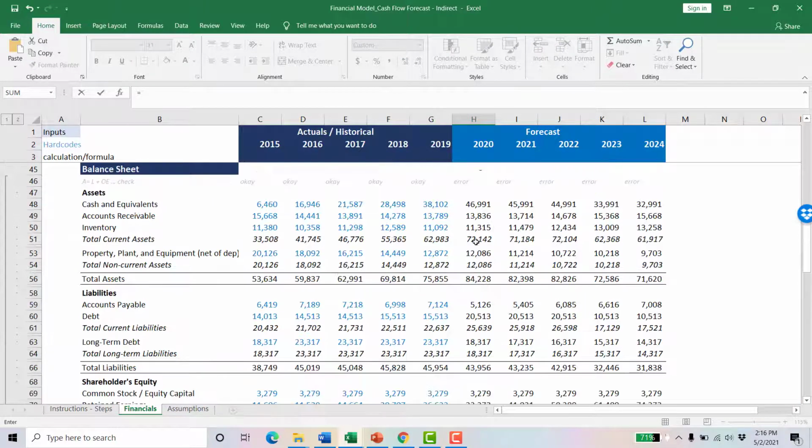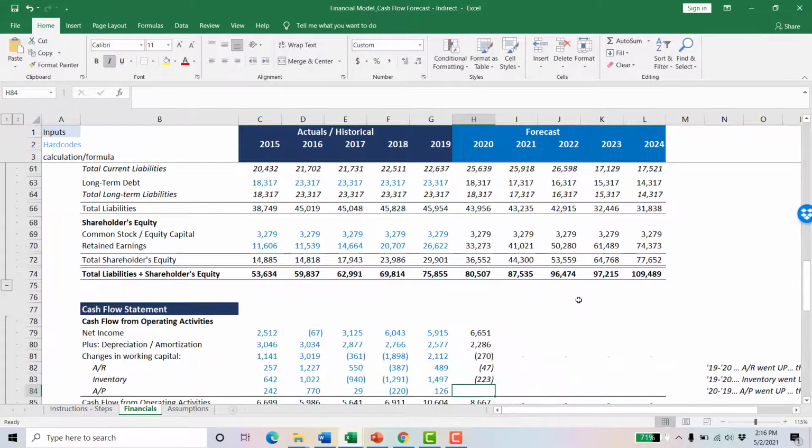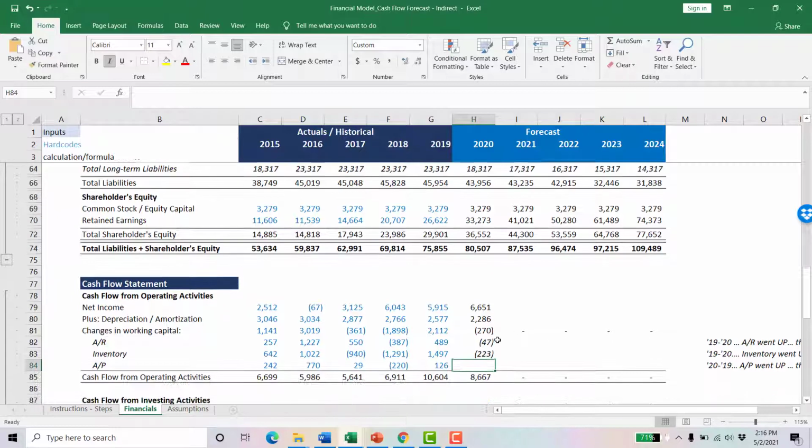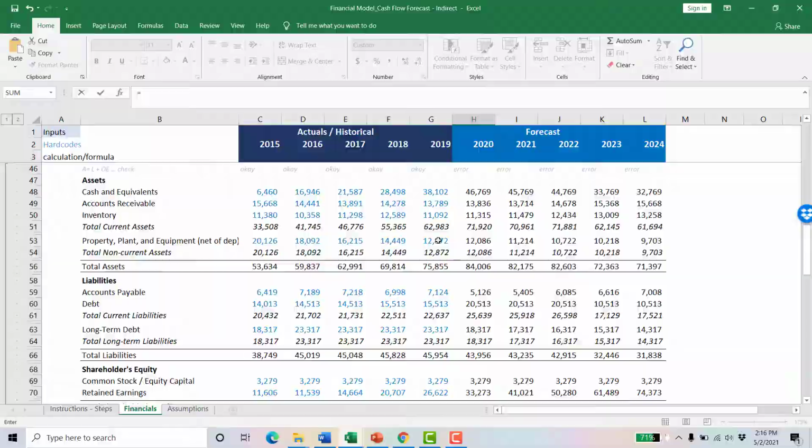So if we scroll up to inventory, we see we've got 11,315 in inventory versus 11,092 before. So again, we've got more money in inventory this year than we did last year, which means that we haven't sold as much or generated as much cash. So that's a cash flow pressure. And then we have AP.